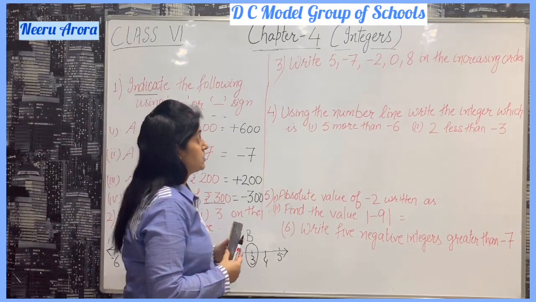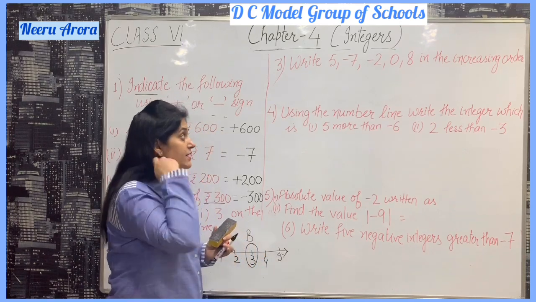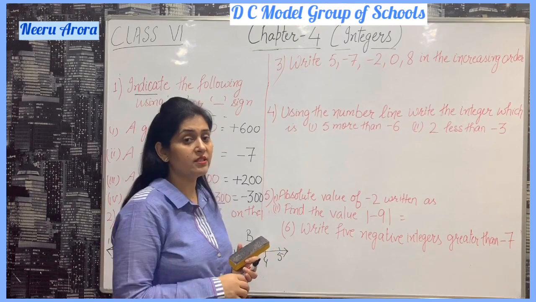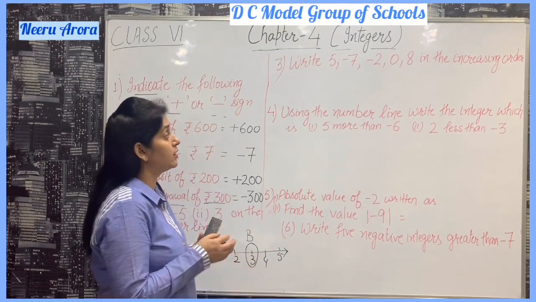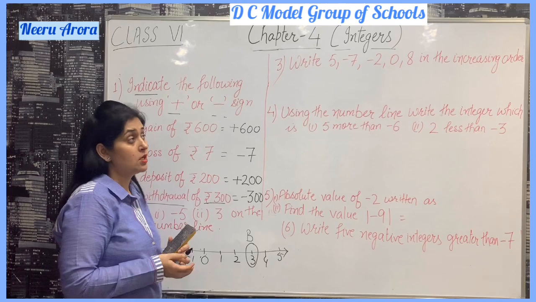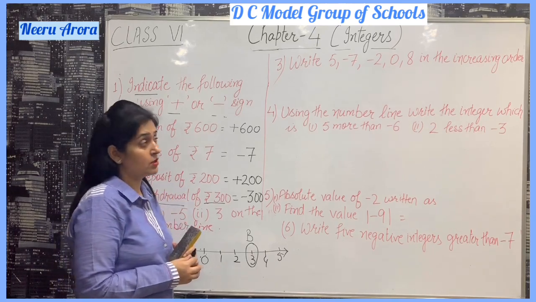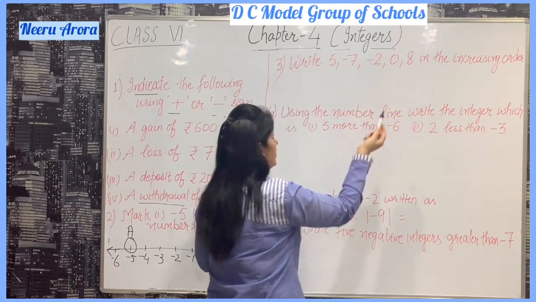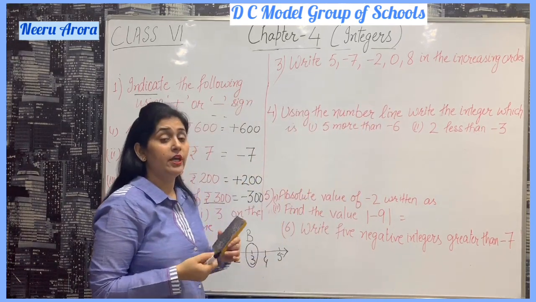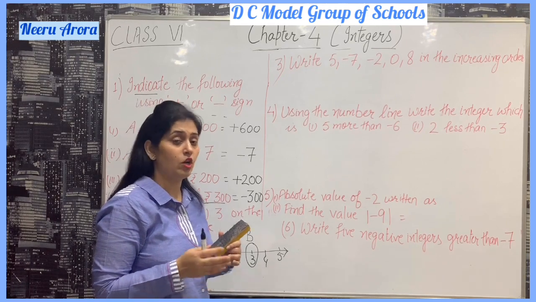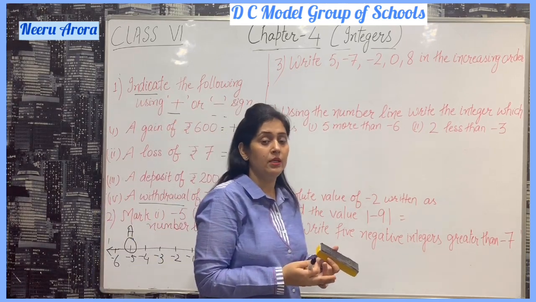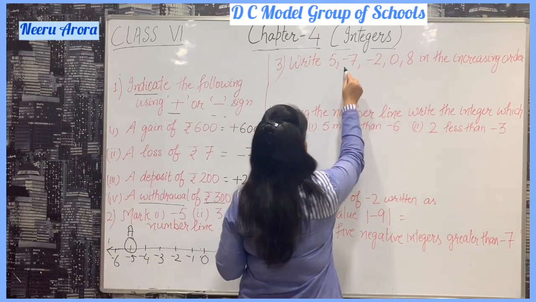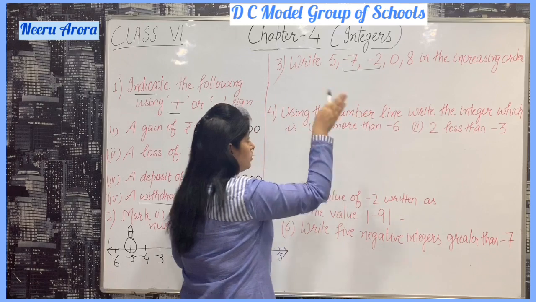Now look at the third question. Write 5, minus 7, minus 2, 0, 8 in the increasing order. So what is increasing order? In increasing order we write the numbers from smallest to biggest. So first the smallest number comes. In this sum we can see we have positive numbers, we have 0 and we have negative numbers also. And we know negative numbers are always smaller than positive numbers. Second, a negative number is also smaller than 0. So these two numbers are the smallest of the given numbers.